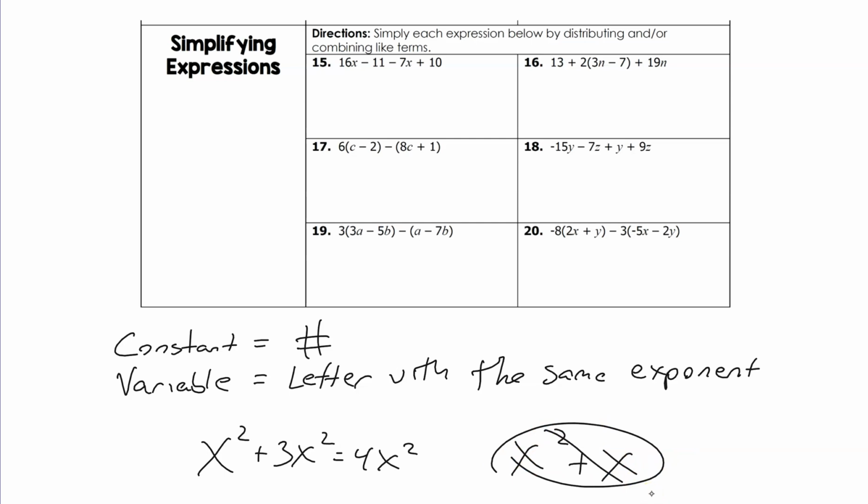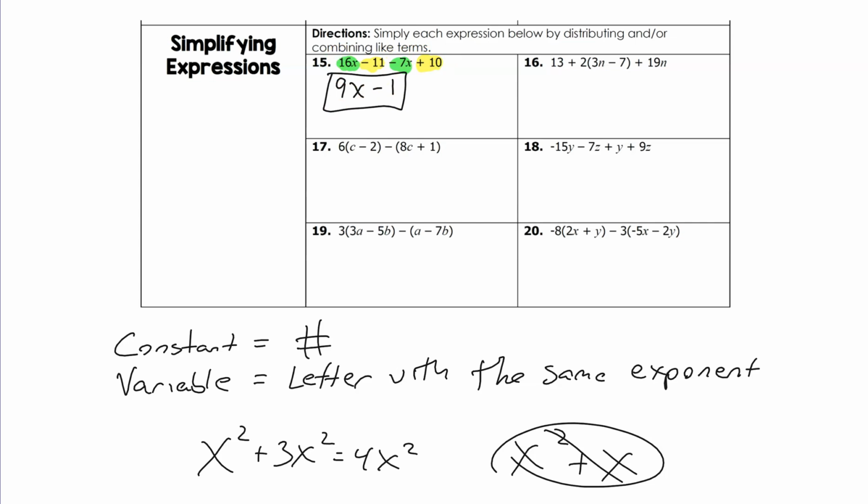So let's look at it. When I look at this, I like to use highlighters for this stuff. I think it's easier. See how I have constants here. Then I have x's here. And they have the same exponent. So when I do this, I have a positive 16x minus 7x. So that gets me a 9x. Negative 11 plus 10 gives me negative 1, and I'm done.